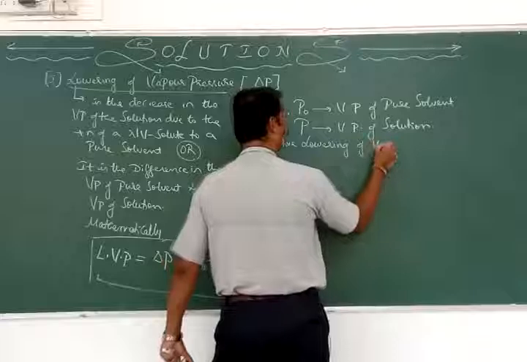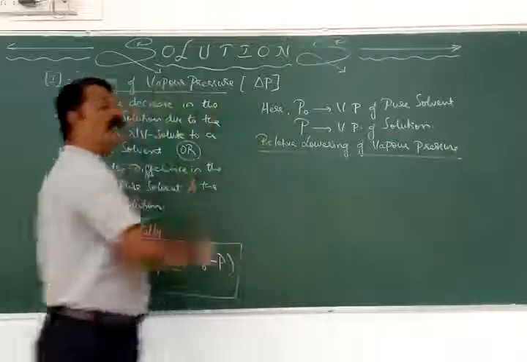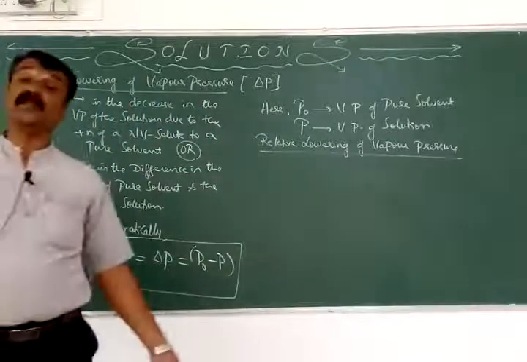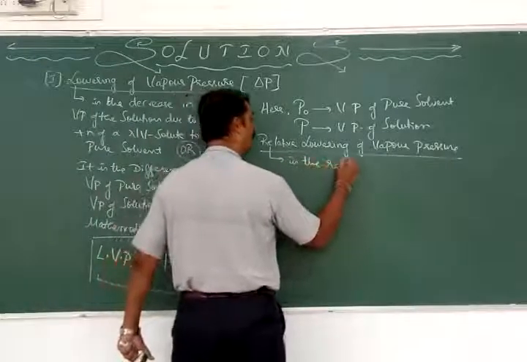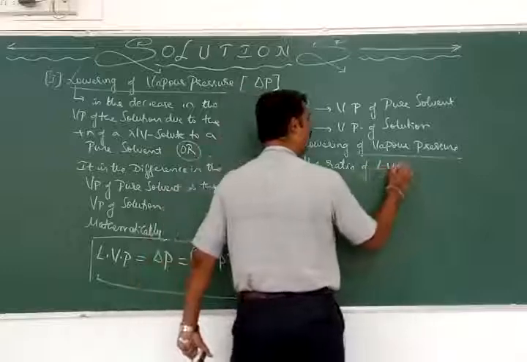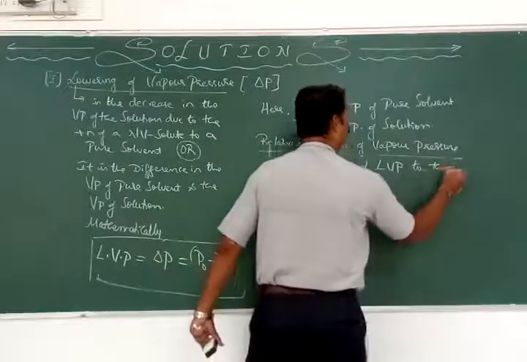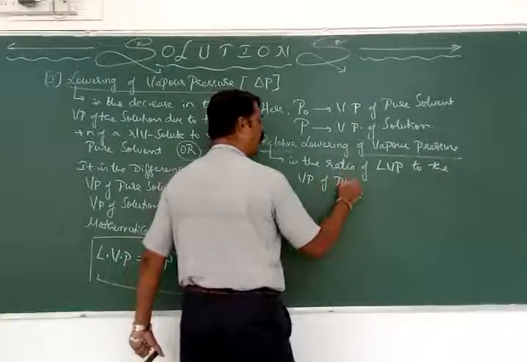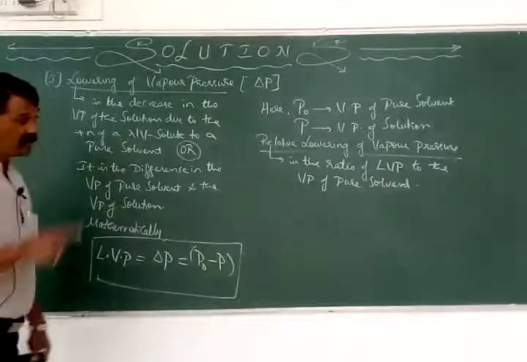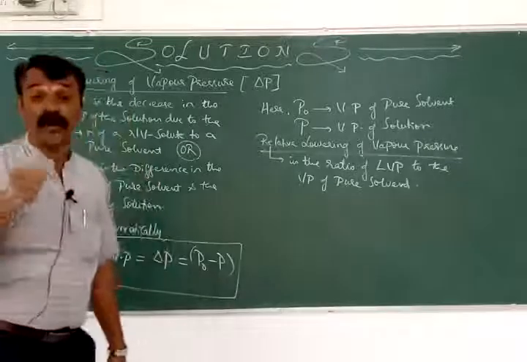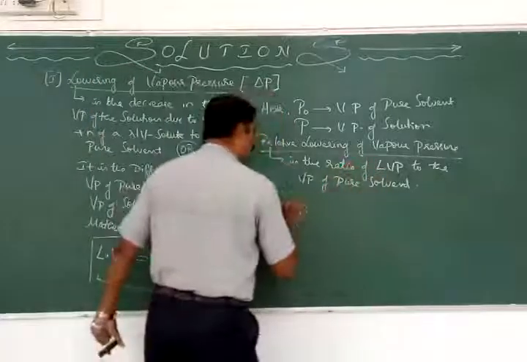Inside of that we have another one: relative lowering of vapor pressure. After knowing the concept of lowering of vapor pressure, we have another one called relative. Relative means ratio. It is the ratio of the lowering of vapor pressure (LVP) to the vapor pressure of the pure solvent, which is named RLVP.